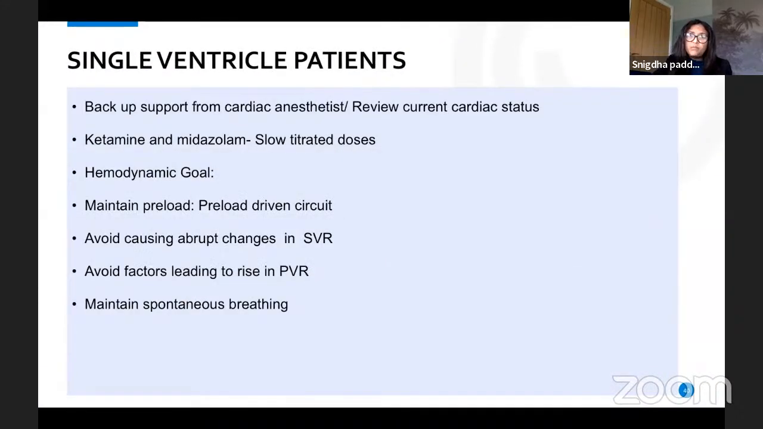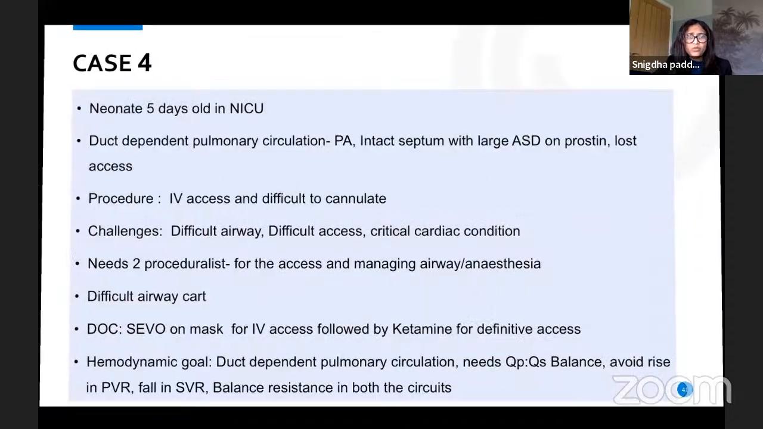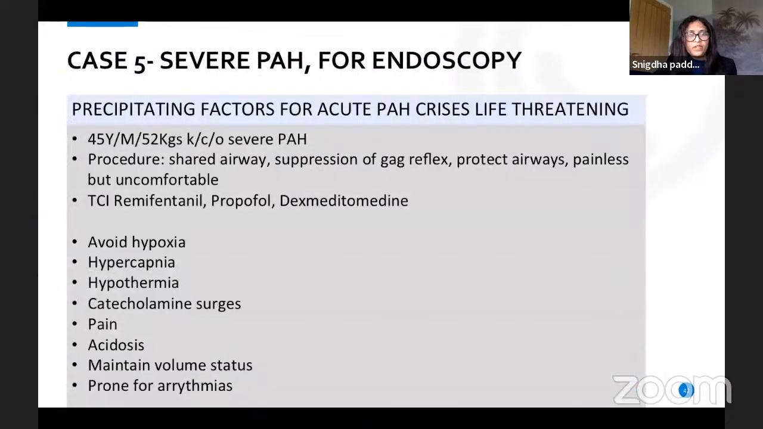So what were the hemodynamic goals in the single ventricle patient? To maintain the preload, because this is a preload driven circuit, avoid causing any abrupt changes in the SVR and factors which lead to increase in the PVR, and maintain spontaneous breathing as much as you can. I would skip this case because of lack of time.